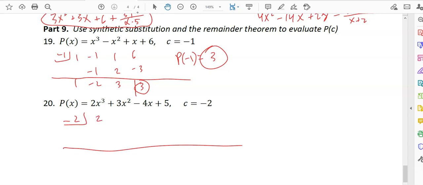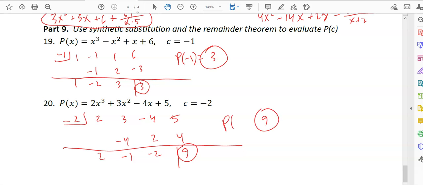So 2, 3, negative 4, 5. I didn't have any missing terms, so these were a little bit easier. So negative 4, negative 1, 2, negative 2, 4, 9. So 9 is my answer on this one. So the question would be, what is p of negative 2? The answer is 9.